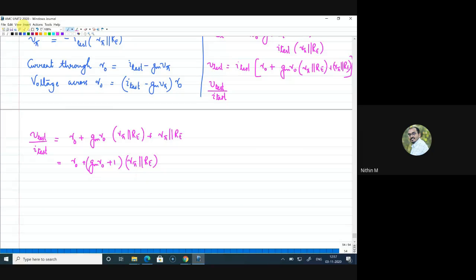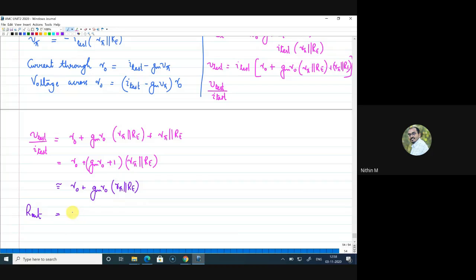And if you remember, we have done some simplification even before in common source with degeneration resistance. GM R naught plus 1: if your GM R naught is a large value, 1 can be neglected. So this is approximately equal to R naught plus GM R naught into R pi parallel RE. Or I can write the output impedance. So exact formula, you know what is exact formula. I'm just applying certain approximations here.